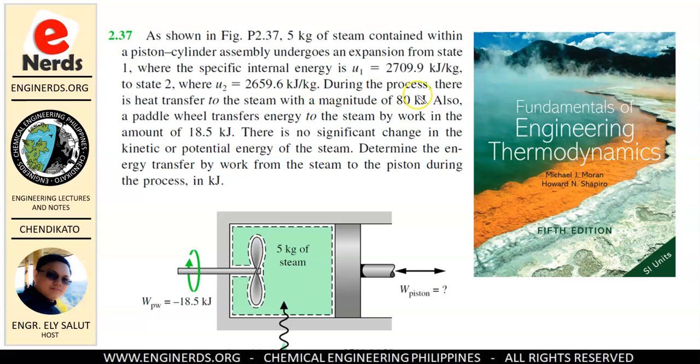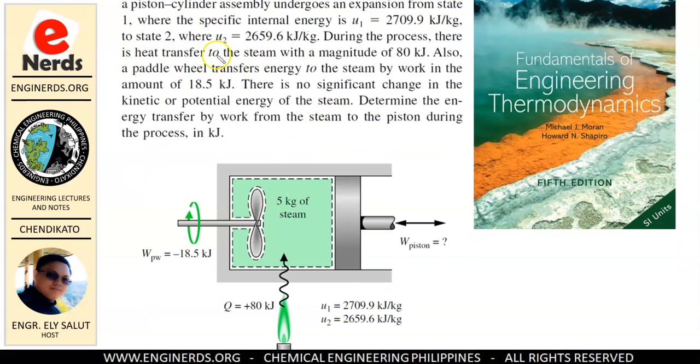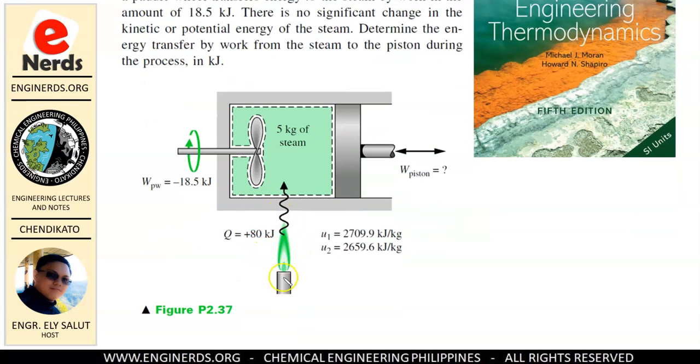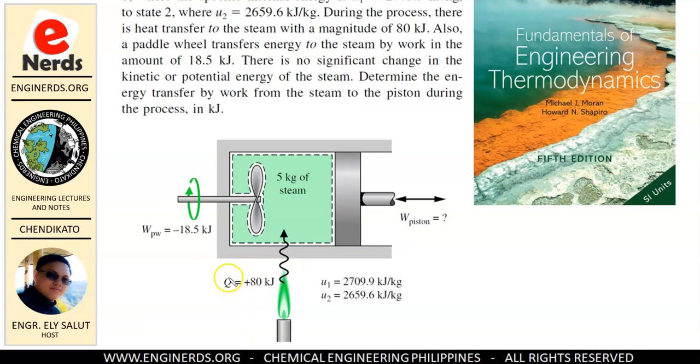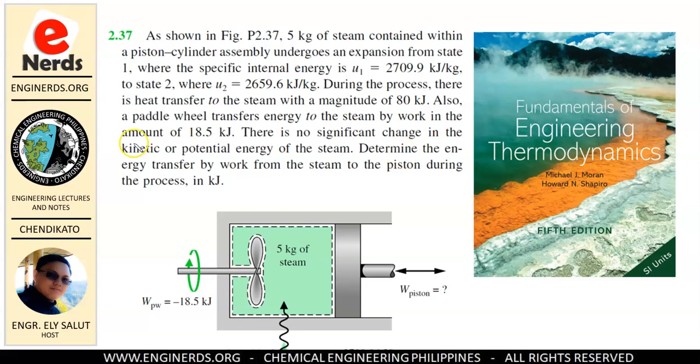Okay? During the process, there is heat transfer to the system with magnitude of 80 kilojoules. Okay? So during this process, there is heat transfer to the system. So therefore, our system is receiving heat. So as you can see here, it is positive because it is receiving heat from the surrounding. Okay? Now, the paddle wheel transfers energy to the steam by work in the amount of 18.5 kilojoules. Okay, so we have a paddle wheel here and the work being done is equal to 18.5 kilojoules.